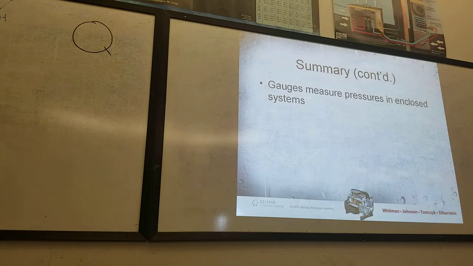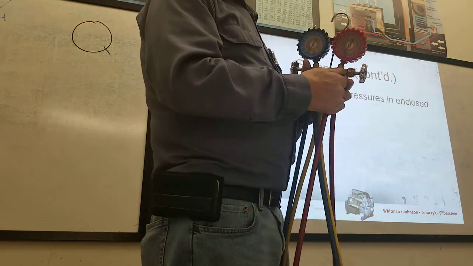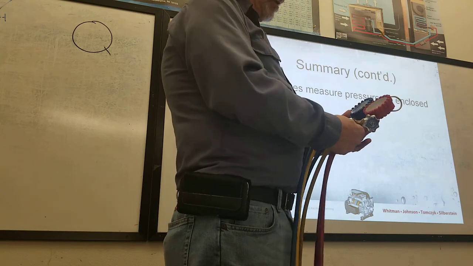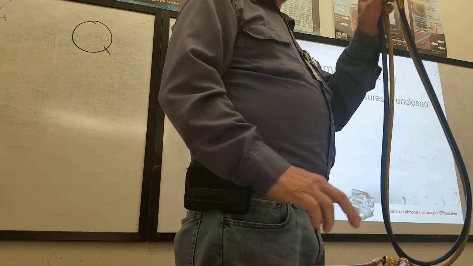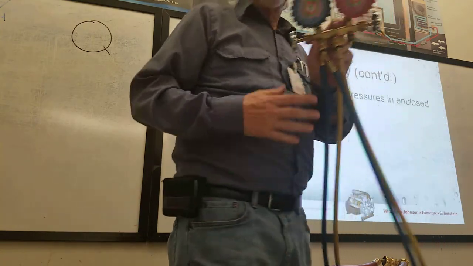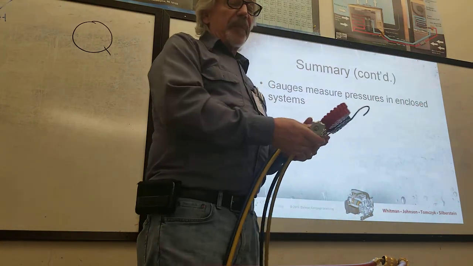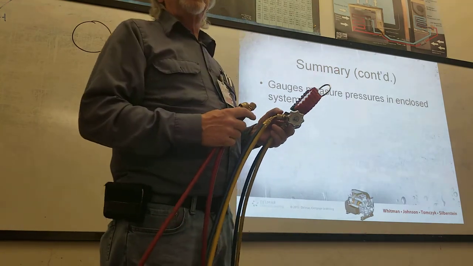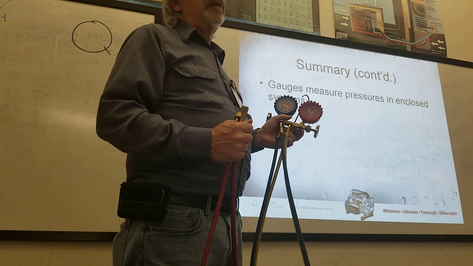Okay, so what they talk about is our gauges. If I open these gauges up to atmosphere, so take that off there and take this off, what do you think it's going to read on my gauges? Zero. Zero. Okay, so where's the atmospheric pressure? If it reads zero, it's in the atmosphere, around us.